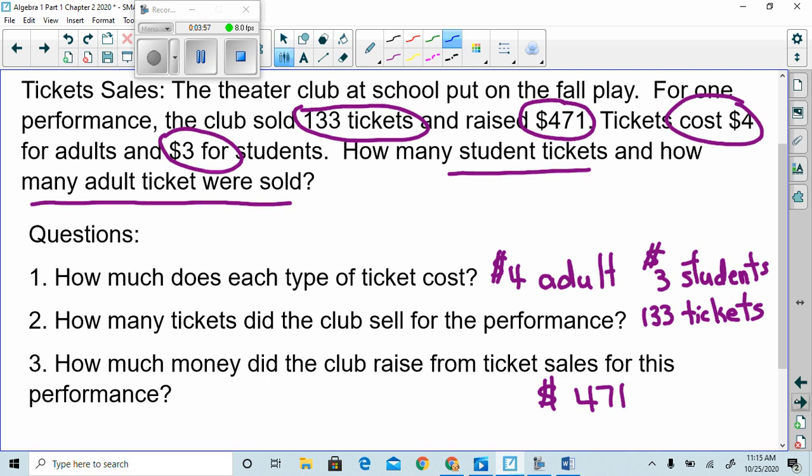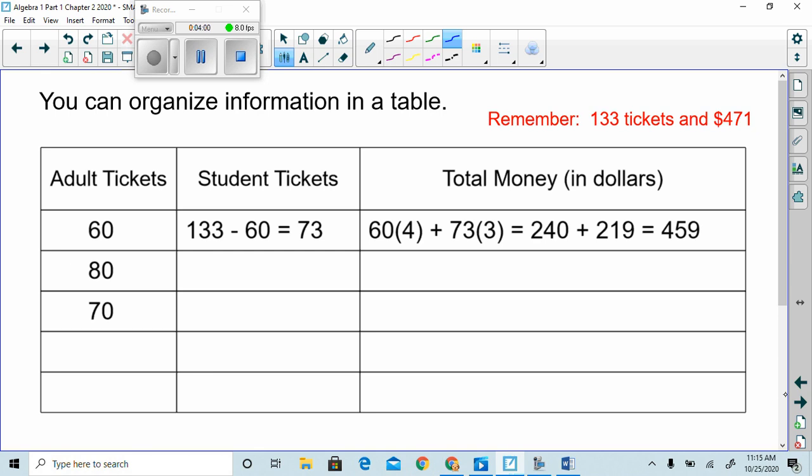So we're going to use this strategy and set up a table with information. We're going to list our guess and test it out. Now, what do we need to know? We need a total of 133 tickets. The money total was $471. We also should remind ourselves that it was $4 for adults and $3 for students. Those are the pieces of information we're going to use to complete this table and come up with our conclusion.